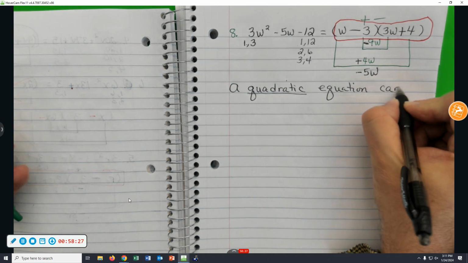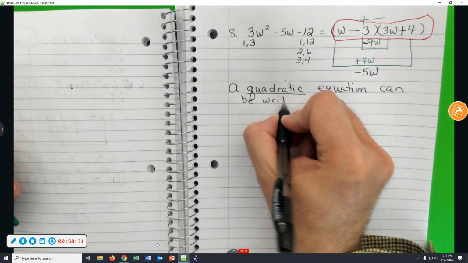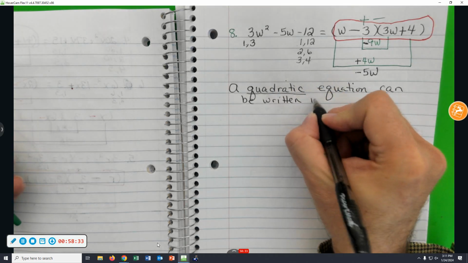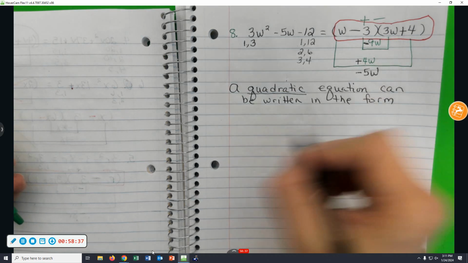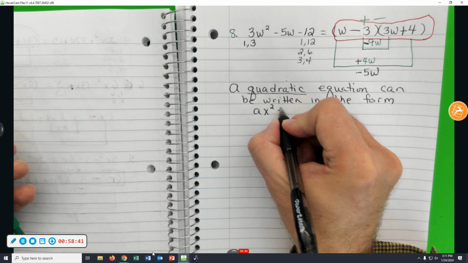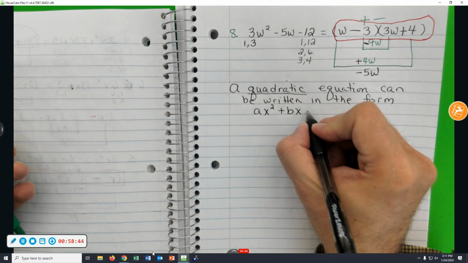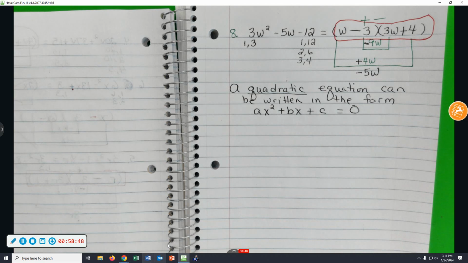A quadratic equation can be written in this form: AX squared plus BX plus C equals 0. This is where A, B, and C are numbers. The letters, let's call them X.